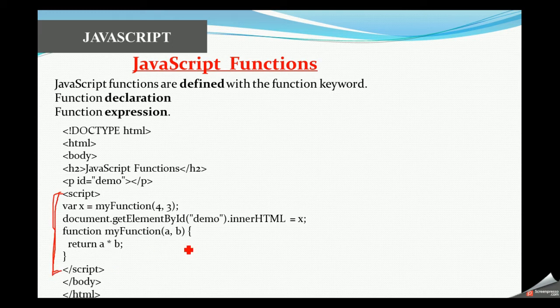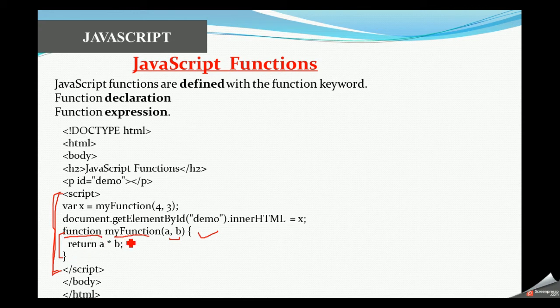In the script code you have written function. Function is the keyword; to create a function in JavaScript you need the function keyword, then the function name. Then you add two parameters. In the brackets you write return, a return type: return a asterisk b. This is how you will declare your function.